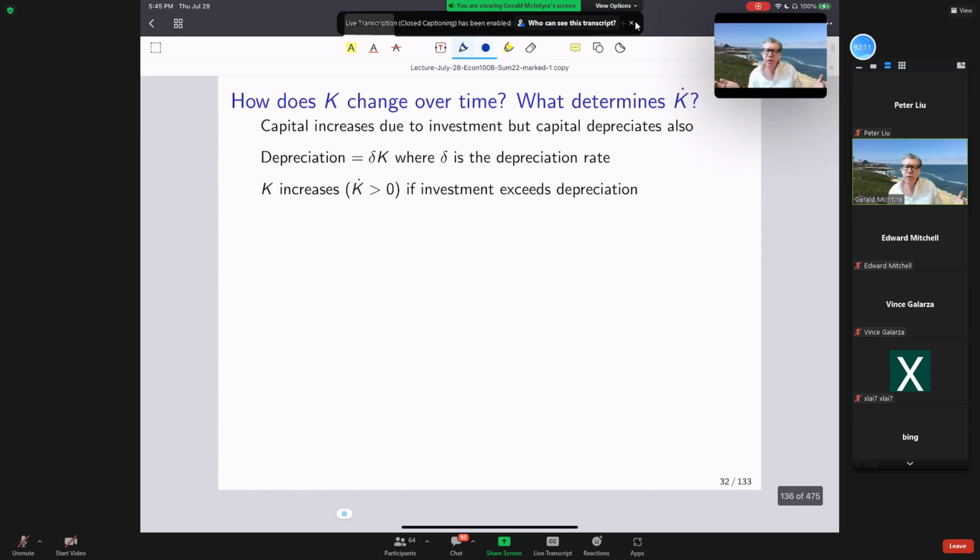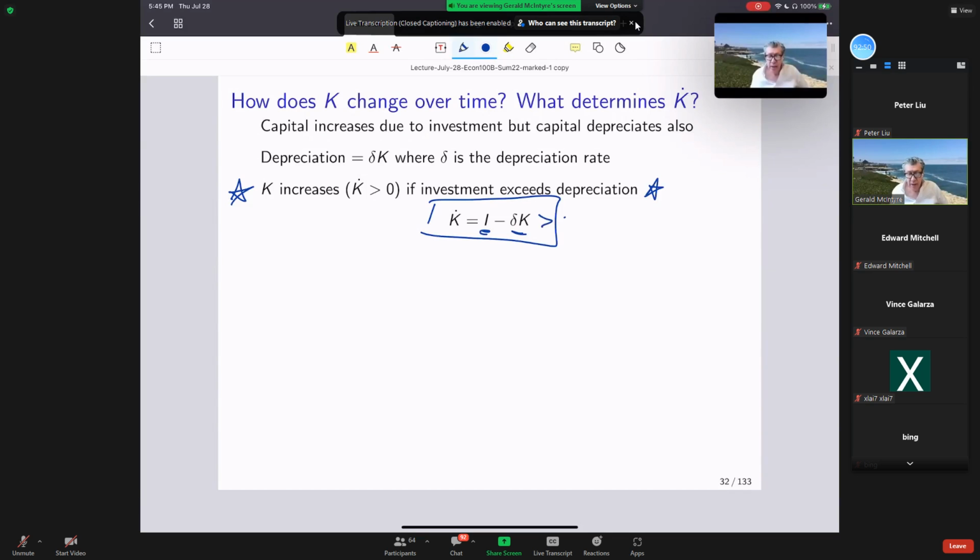And so then we can make the following statement. Capital increases, in other words, capital K dot is positive, if investment exceeds depreciation. If you paid off the depreciation and there's something left over, whatever's left over goes to increase the capital stock. That's the logic of it. And so that statement is exactly this formula: K dot is equal to investment minus delta times K. Here's the investment, and here's total depreciation.